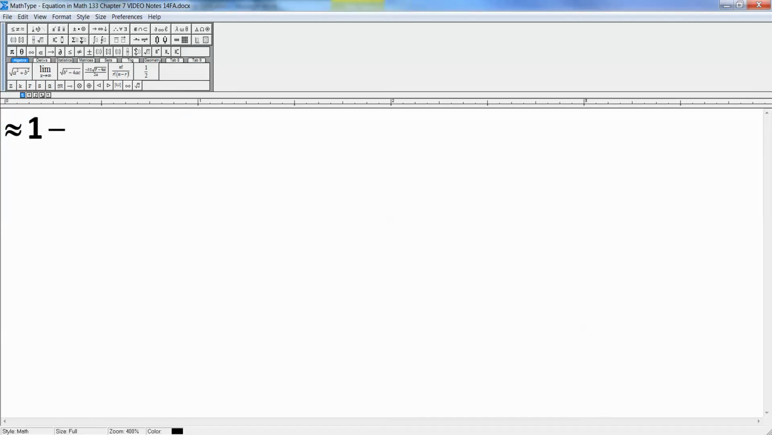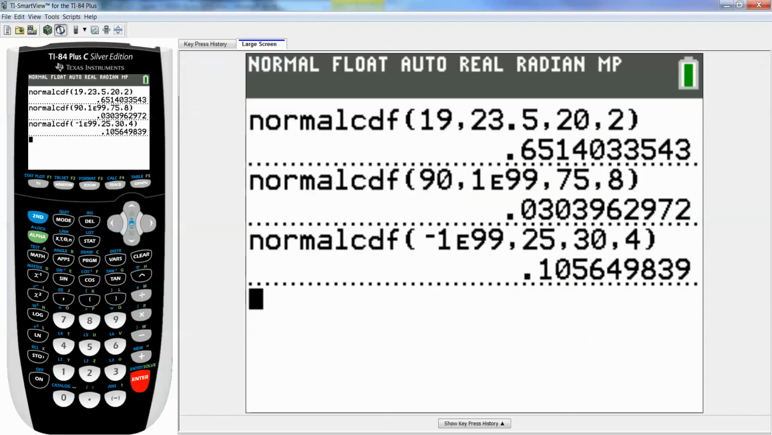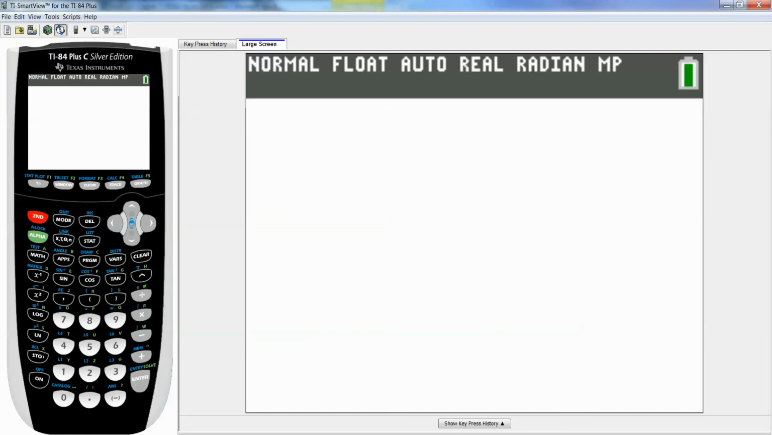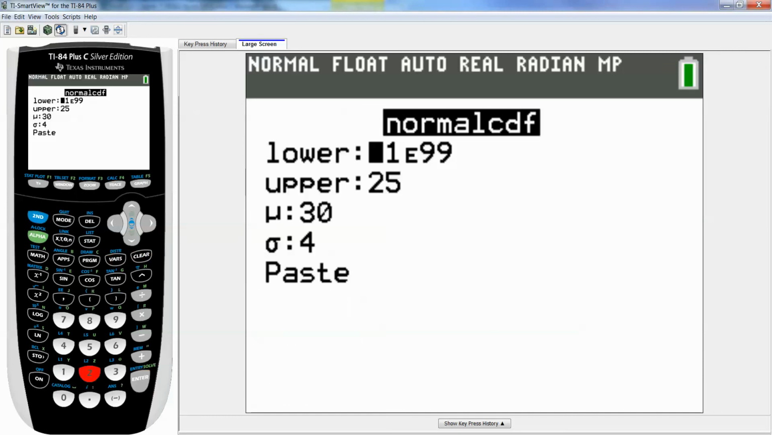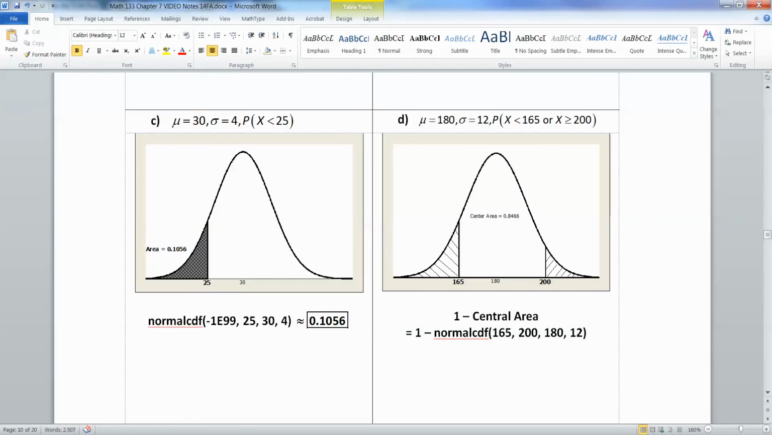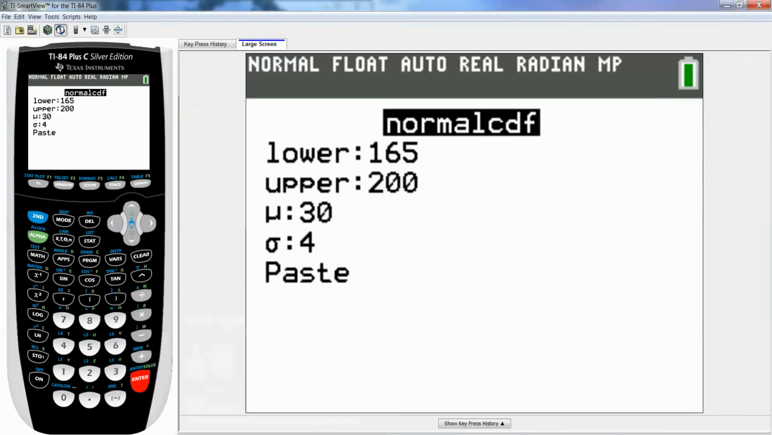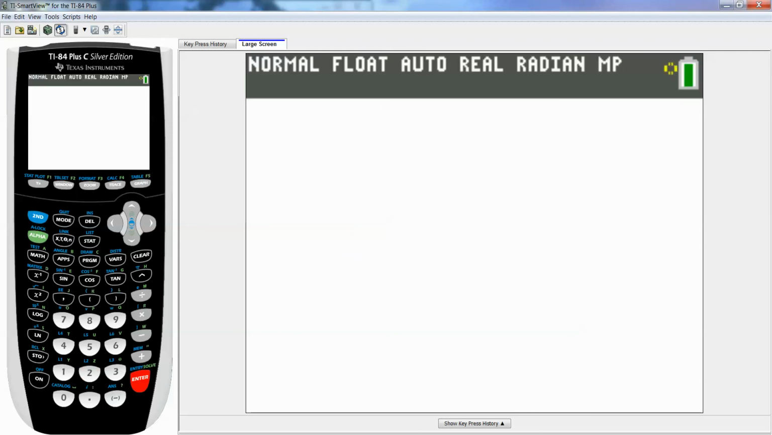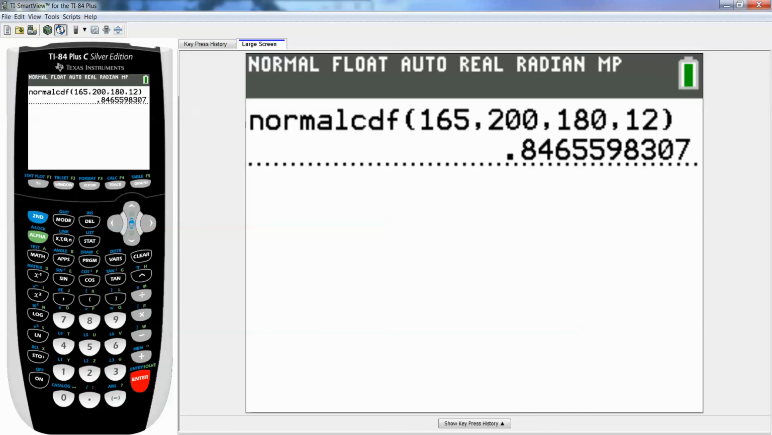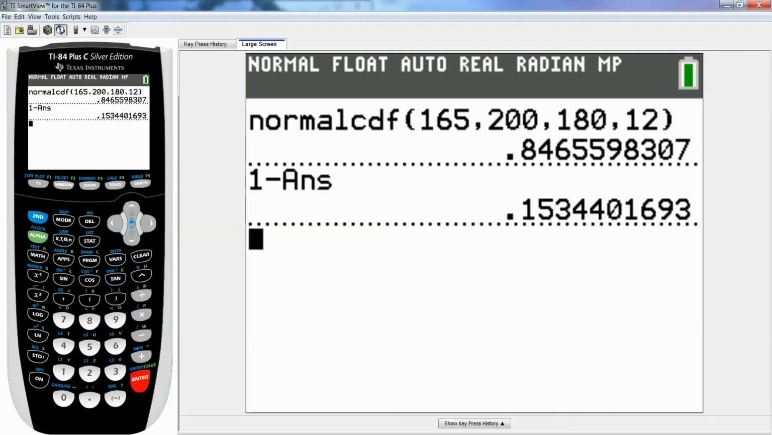and now we've got to go find it. So let me go find what this is. So let me bring up a calculator. I'm going to clear this out. Second distribution, normal CDF, and then we said 165, 200, what was it, 180? 180 and 12. Okay, so 180 and 12. Paste. And I find that that value is 0.8466. And then I take 1 minus that answer. Second answer gives me 0.1534.